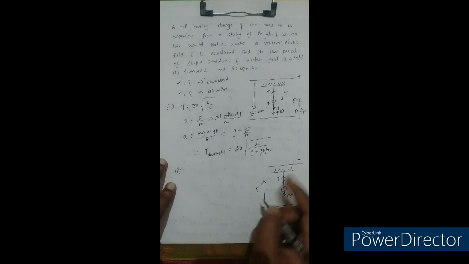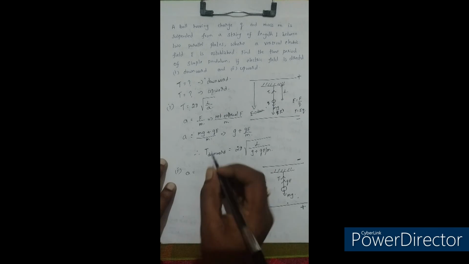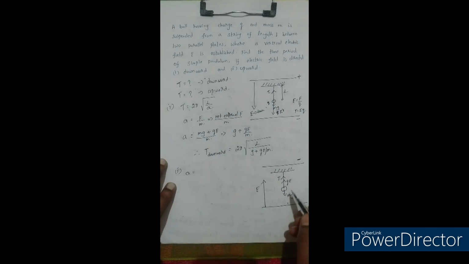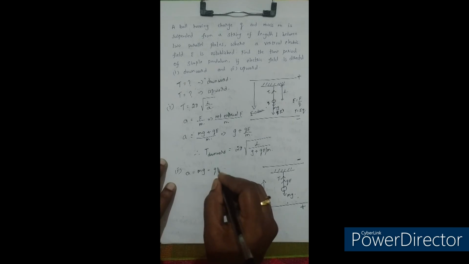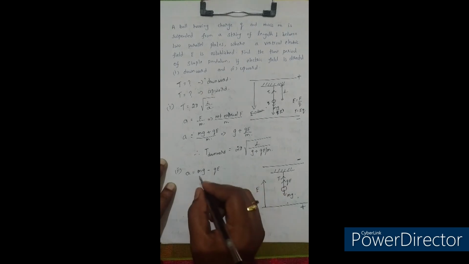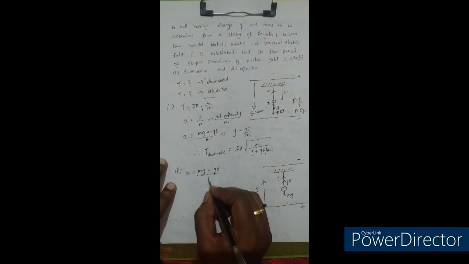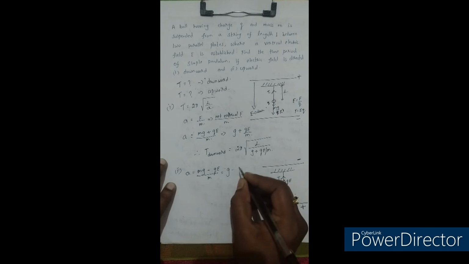When E is acting in the upward direction, what will be the formula for acceleration now? Acceleration will be the net external force. What are the forces acting on the ball? mg downward and QE upward. So this will be mg minus QE, because it is directed opposite to mg, divided by m. If I rewrite, I get g minus QE by m.